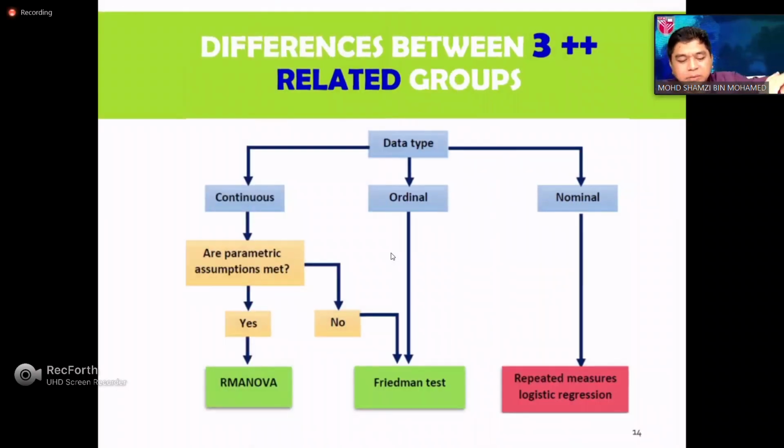Differences between 3 or more related groups, which is repeated measurement ANOVA or RM-ANOVA. So you have the Friedman test as the non-parametric counterpart.